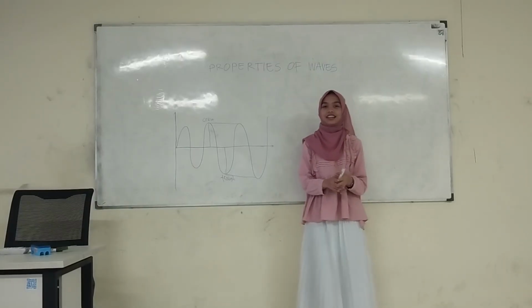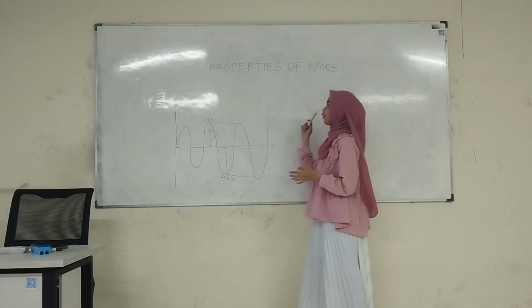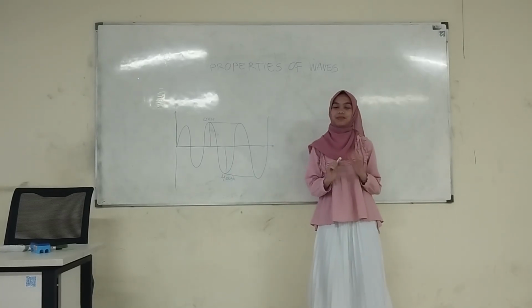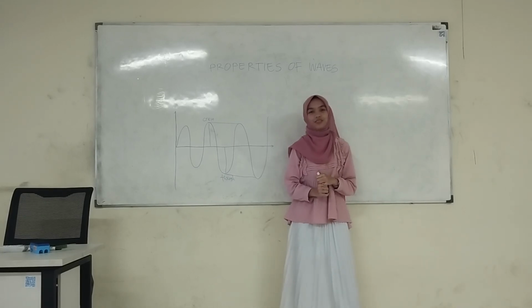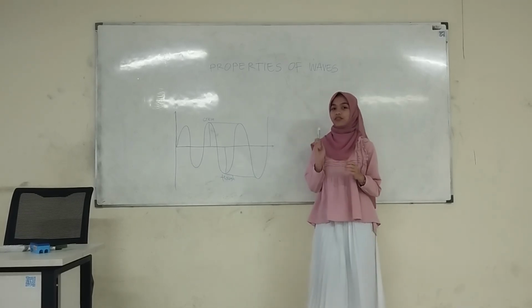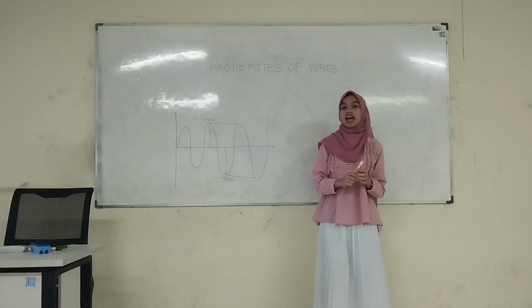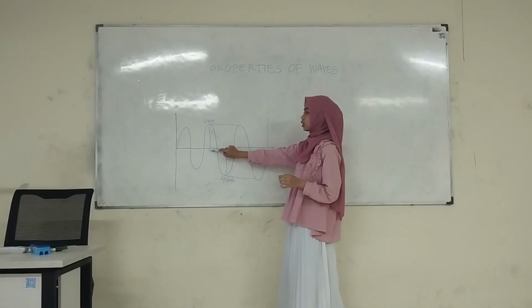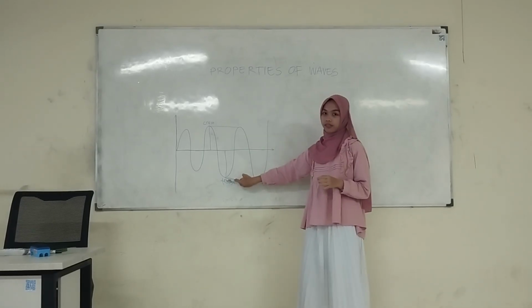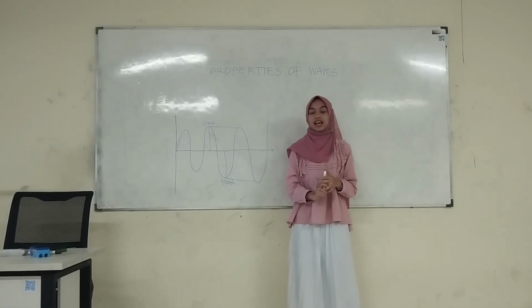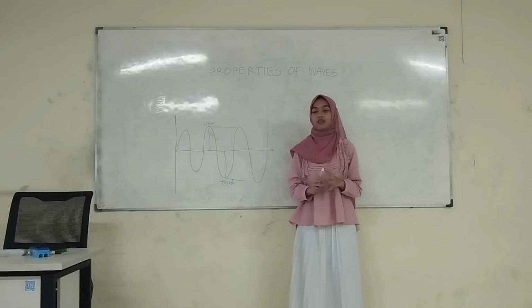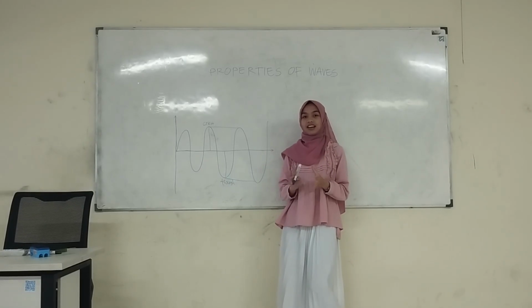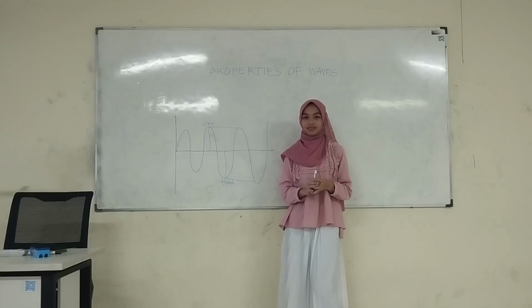Okay guys, now let's get into the properties of waves. Understanding these properties helps us explain why waves behave the way they do. So the first is amplitude. Amplitude is the height of the wave from its middle point to the crest or trough. The larger the amplitude, the more energy the wave carries. In some cases, a higher amplitude means a louder sound.